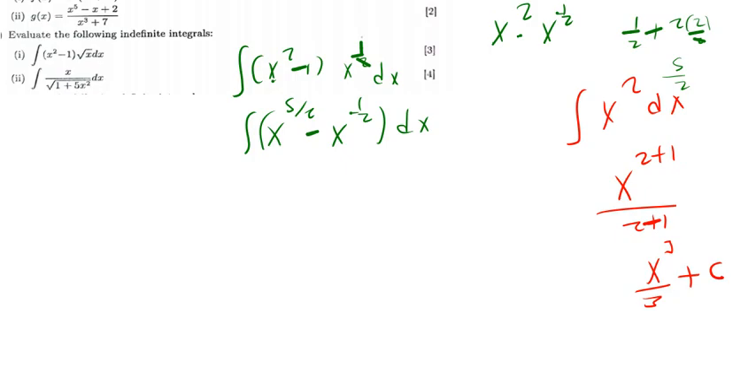Why are we adding c? We really don't know whether we had a number. Now, that constant number, when you differentiate it, was 0. So we can't leave it out. That's why when you're integrating, you are supposed to add the c.